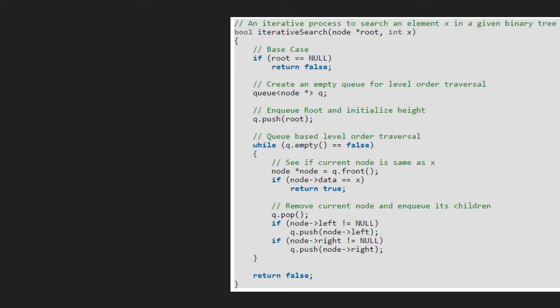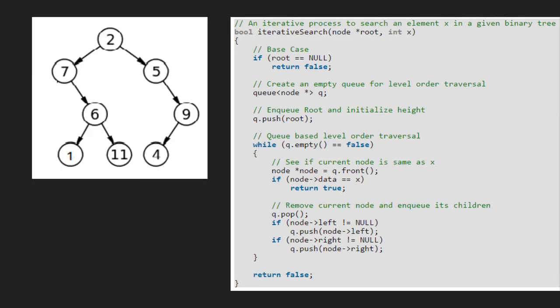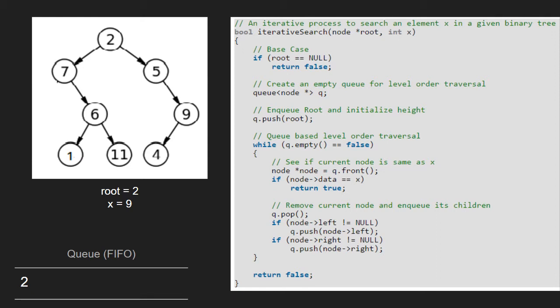Let us also take a sample tree to test our algorithm. We assume that we are searching for element 9 in the given tree. So, we pass 9 into x and the root node, which is 2, into pointer root. Note that we are using a queue data structure. First, we push the root node, which is 2, into the queue. Since q is not null, we enter the while loop.